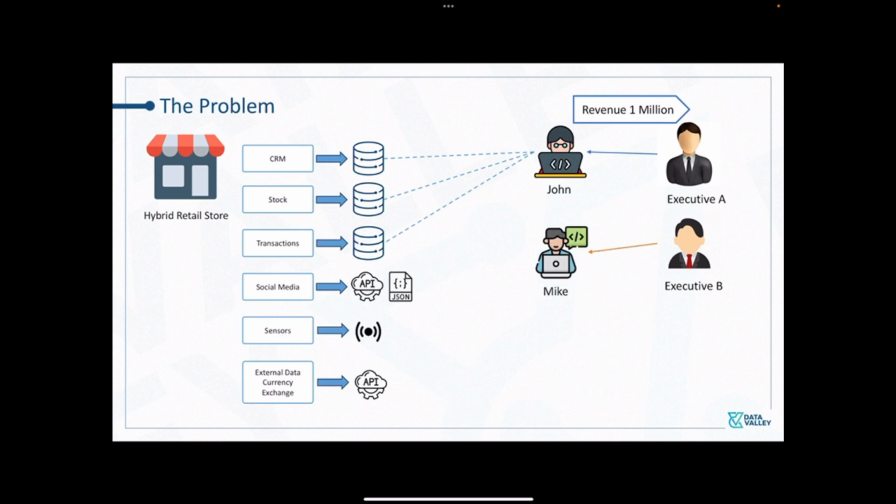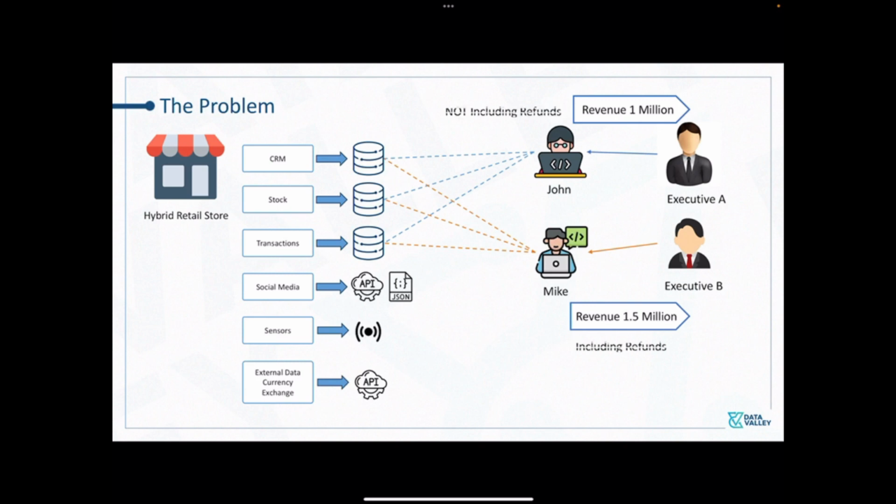Executive B in the same company asked Mike from his department to get the same KPI. We need to know the revenue for this month. So Mike went out and extracted the data from CRM, from stock, from transactions, and came back with an answer. But Mike came back with a different answer. Mike told executive B that our revenue is 1.5 million. So who is right? Who has the correct calculations? Who has the correct formula for this KPI? We don't know, because each one, Mike or John, has his own logic. He understands the word revenue in a different way.